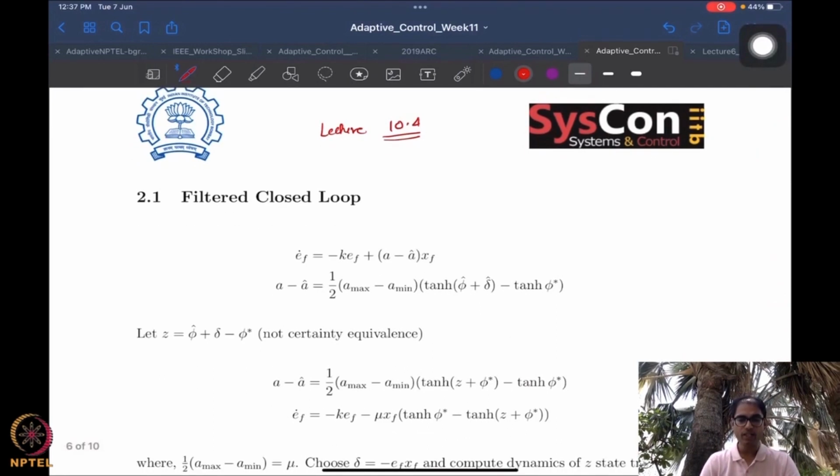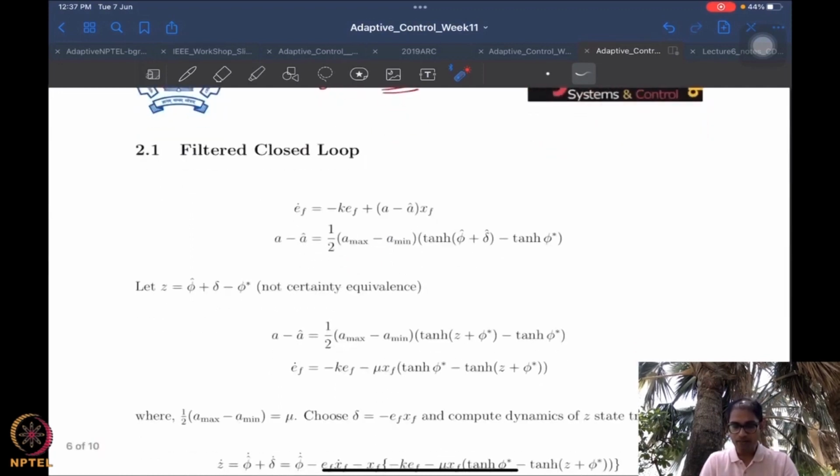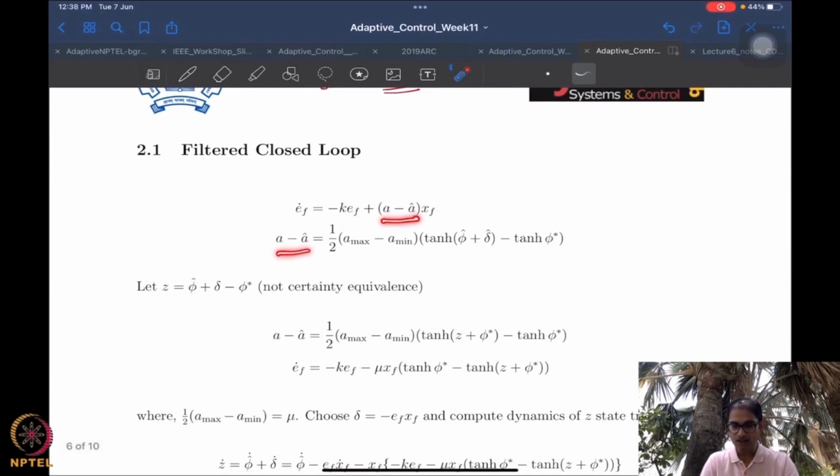So what does the filtered closed loop system look like? It looks essentially like this. The expression looks simple, but in reality, this A and A hat are complicated, so we'll of course write it out. A minus A hat is actually this expression. You notice that the A min cancels out, and you're left with this. Not a big deal, pretty straightforward.